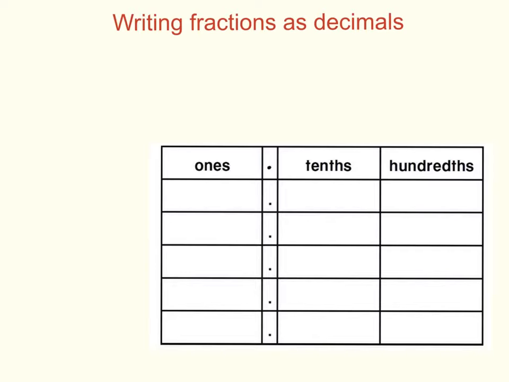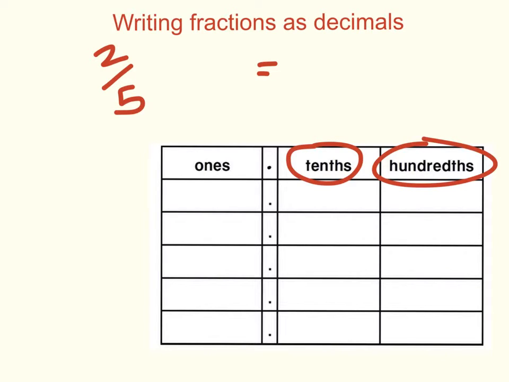Here's a tricky one. What if I said, show me 2/5 as a decimal? Well, that's tough because our place value has only tenths and hundredths. We don't have fifths. So how are we going to put that in? Well, what you have to do is think of an equivalent fraction for 2/5 that has either tenths or hundredths in the denominator. So how could I get a 10 in the denominator as an equivalent fraction? Well, 5 times 2 is 10, so then I should multiply the numerator by 2. What's 2 times 2? That's 4.